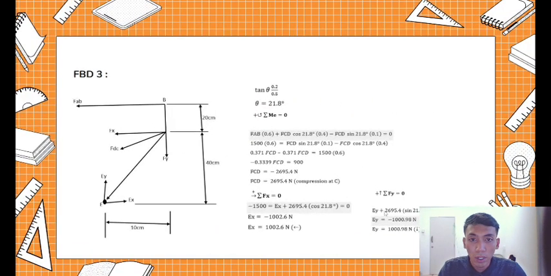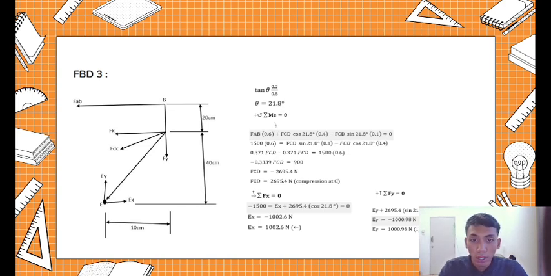Okay, we have to find the theta first at point CD. So when we get the answer of theta, we can resolve the equation of free body diagram number 3. This is free body diagram number 3. So tan theta equal to 0.2 divided by 0.5. The theta equal to 21.8 degree.